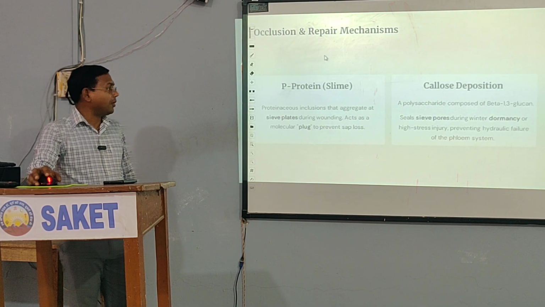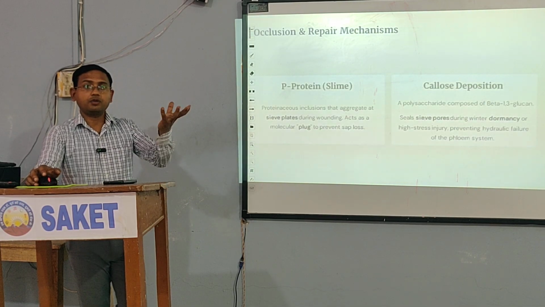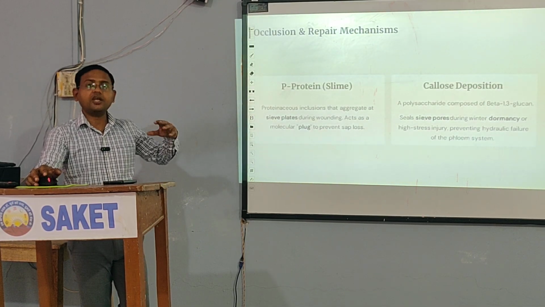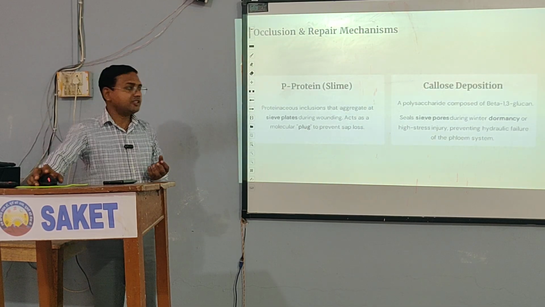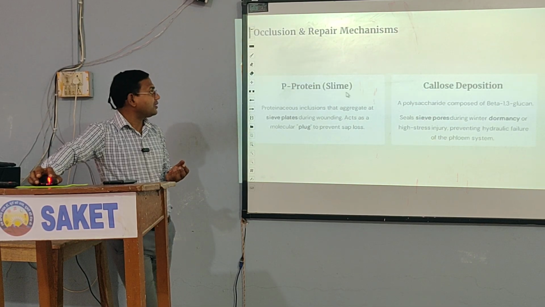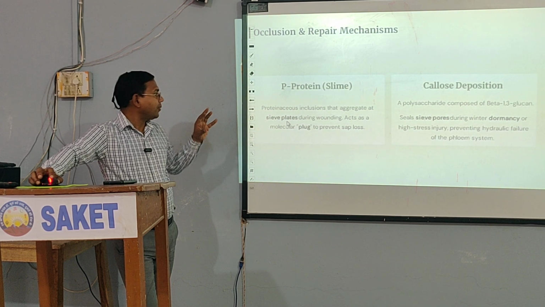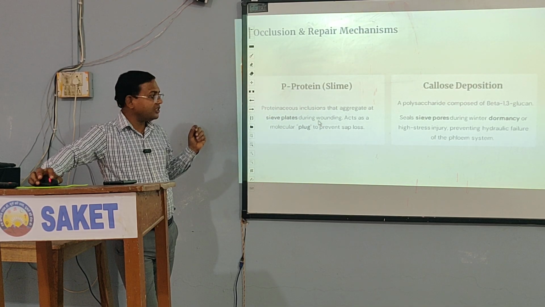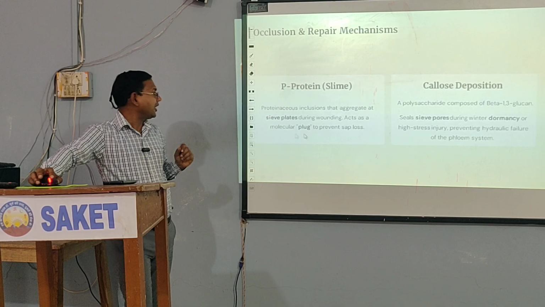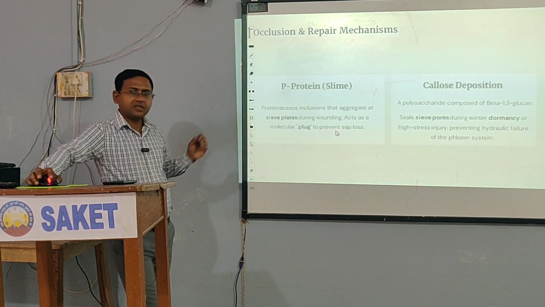There is also a repair mechanism. If a plant gets some wound, if it gets injured or cut, it has to protect its assimilated food. So there is a mechanism called P protein, which is a slime-like proteinaceous material. It goes and blocks the sieve plate if the phloem is wounded, so that it can plug it and prevent the loss of food material present in the sieve.